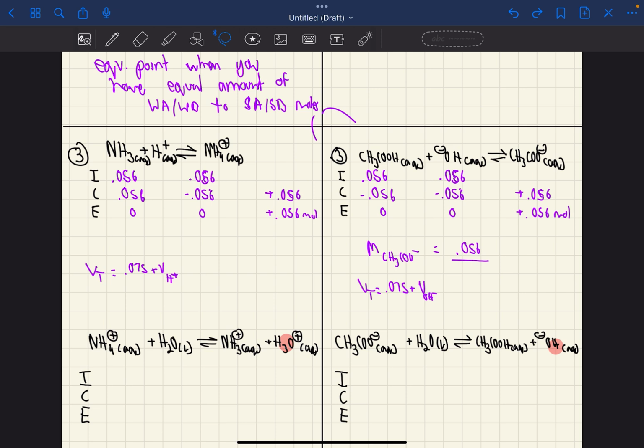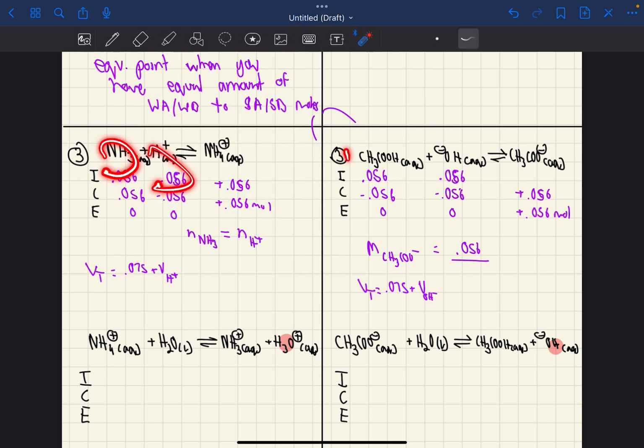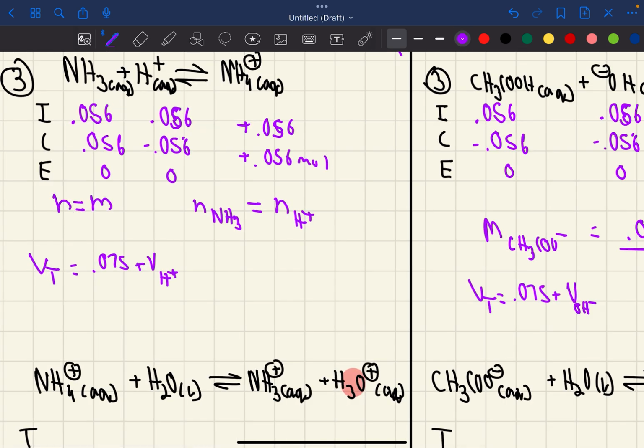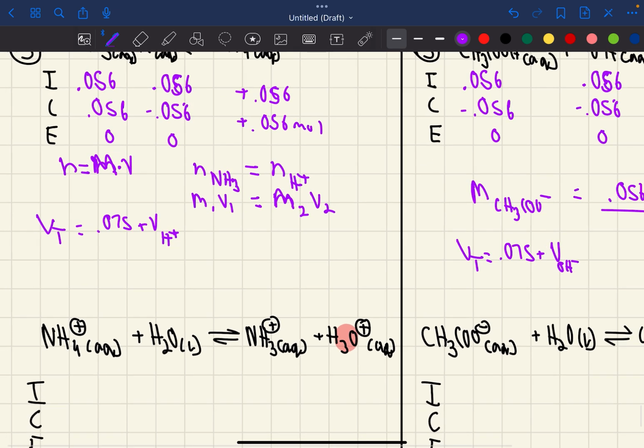Because remember, let me actually write this down so it's a little bit more clear. If moles of your NH3 equals the moles of your H plus, as shown right here, and that's what the definition of equivalence point means, right? This and this are equal, right? So if the moles of your base and your acid are equal, that means you can set this M1V1 equation, right? So now you know that moles n equals molarity multiplied by volume, right? So you're going to get your M1V1 equals your M2V2, right?